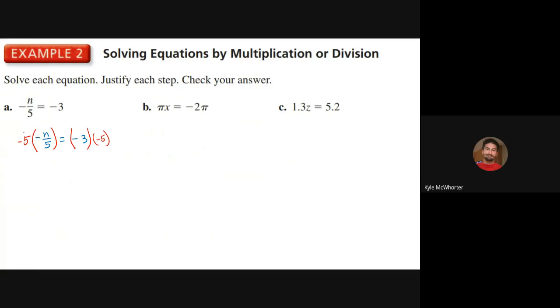So if we multiply both sides by -5, we're going to end up with n on this side. And then over here, -3 times -5 is positive 15. And then you can do a little mental check: put a 15 in for n, 15 divided by 5 is 3. So then you'd have -3 equals -3. So that's our correct solution.